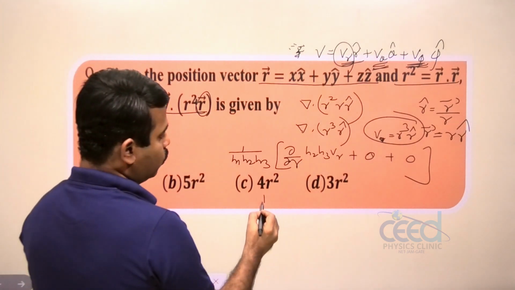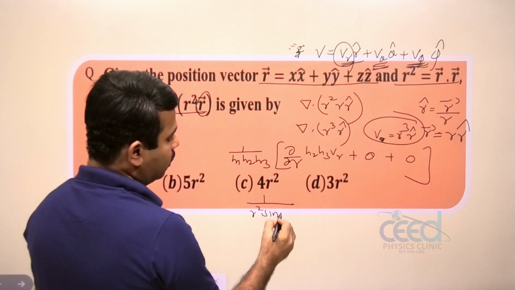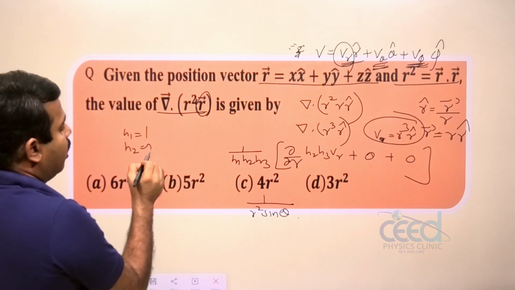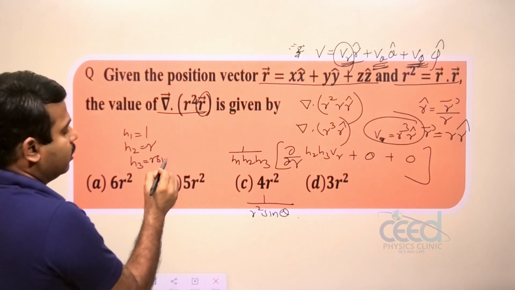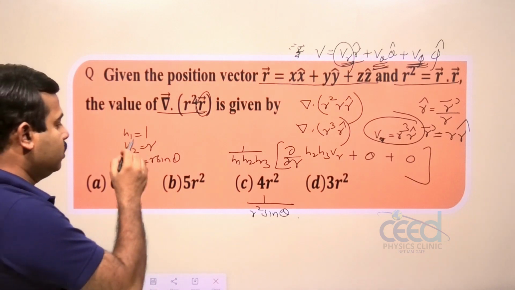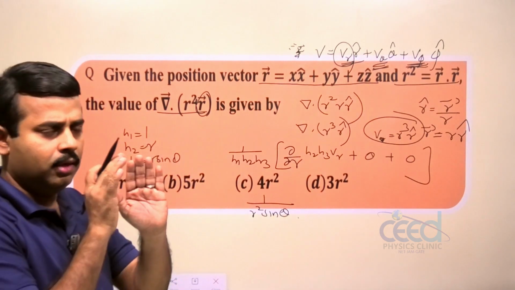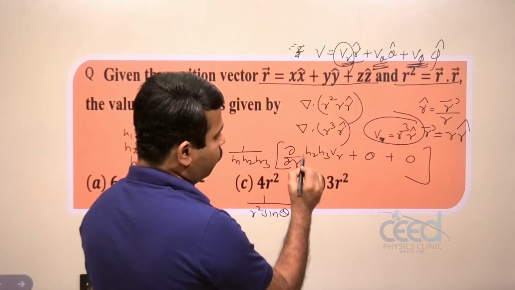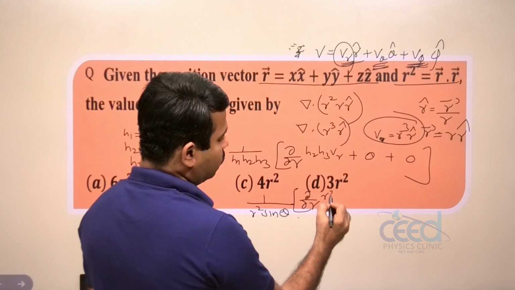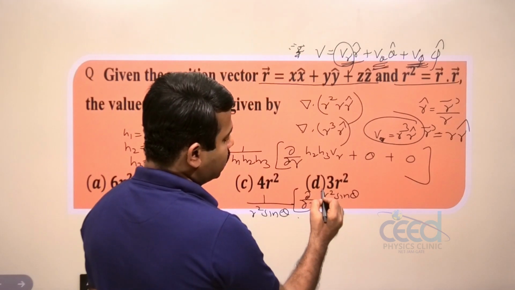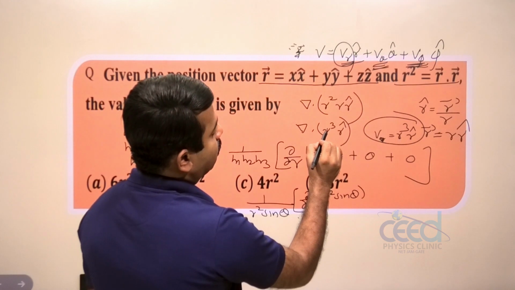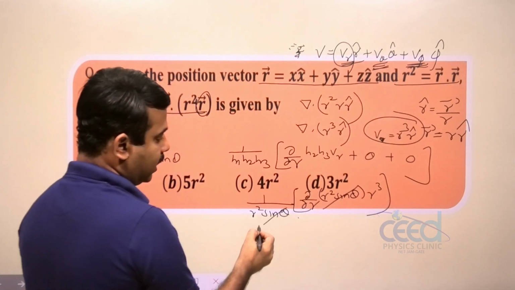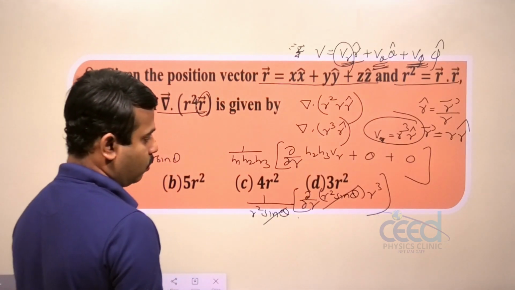Now what is h1 h2 h3? 1 by r square sin theta. What is h1? Scale factor 1, h2 is r, h3 is r sin theta. We discussed these scale factors h1 h2 h3 in spherical polar coordinates already, right? Into dou by dou r of what is h2 h3? Again r square sin theta into what is vr? Vr is r cube, right? Now this sin theta cancels because with respect to r, sin theta is a constant, right?